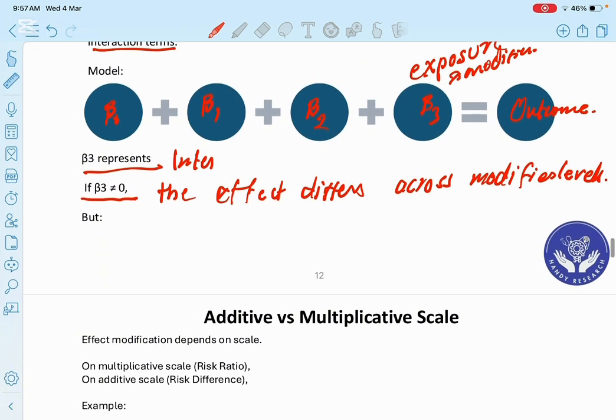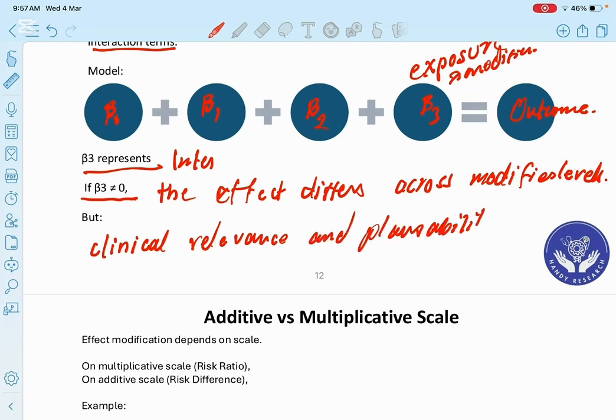Here, just go through the lines I have told you. But statistical significance is not everything, because clinical relevance and plausibility matter. That is what we got from effect modification. Clinical relevance and plausibility always matter.